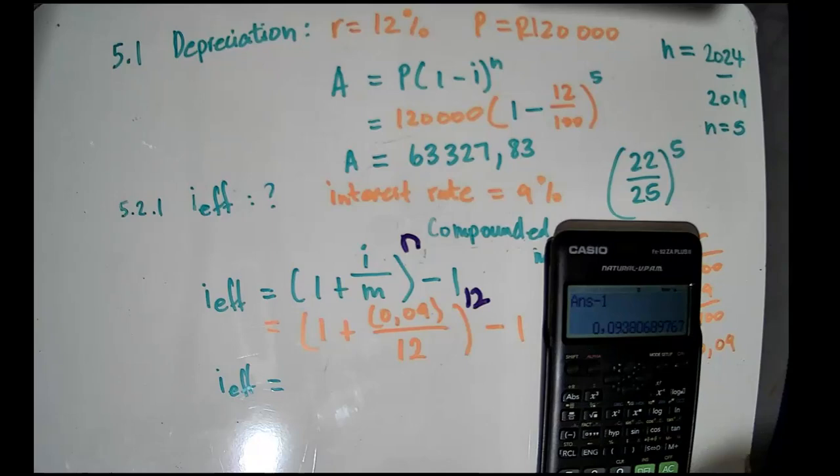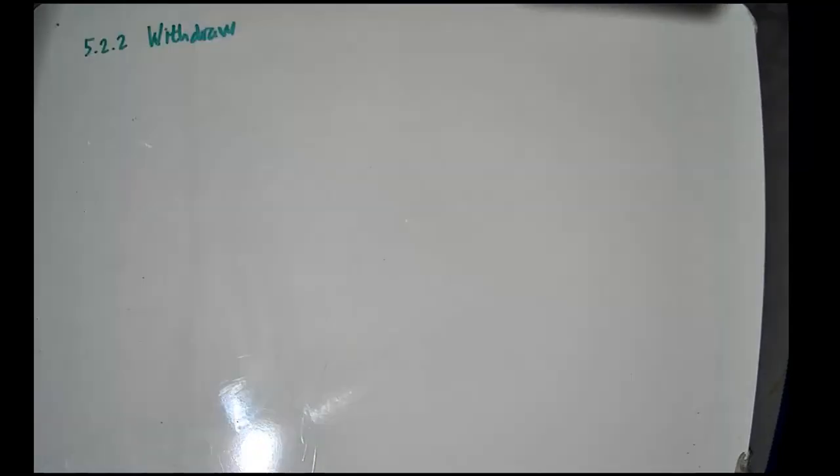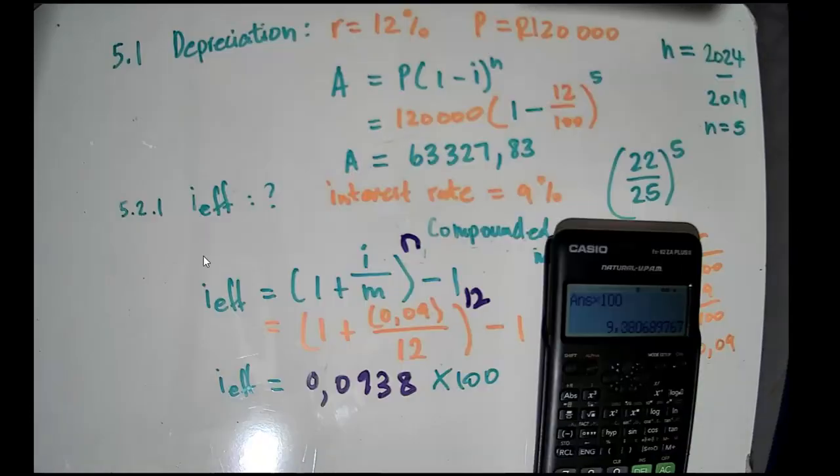Don't forget that answer is not in a percentage. Okay, so we need to take that answer and multiply it by 100, and now it will be a percentage, 9.38. So multiply by 100, we'll get 9.38 as our final answer. Look at the calculator screen and you will see the answer there, 9.38. And that is our final answer, percentage, 9.38%.